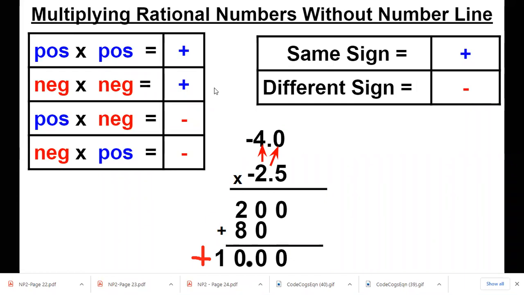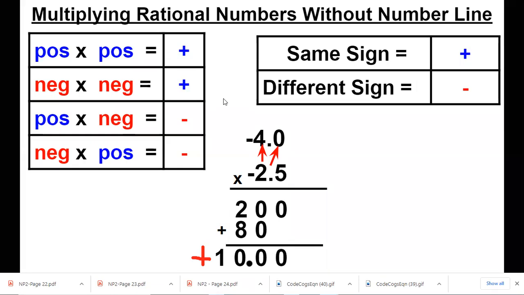Oh, we forgot to put our decimal in, Mrs. Claus, you forgot. So there's one number after the decimal here. There's one number after the decimal here. So we need 2 numbers after the decimal total. So we got 10.00. That is the answer, or just 10.